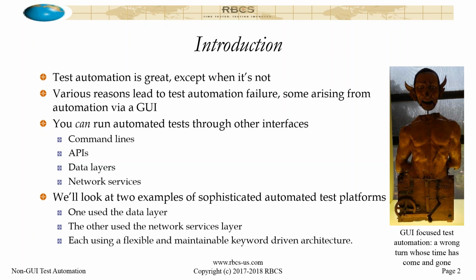So I want to show you a couple examples, because you may have heard people say what I'm saying before, but then not had them be able to produce any sort of concrete example. So what I want to do is show you a concrete example, one at the data layer, one at the network services layer, and each of those are automated using a flexible and maintainable keyword-driven architecture. So if you've heard, well, yeah, you can automate through other interfaces, but keyword-driven is only for GUI, that's not accurate.